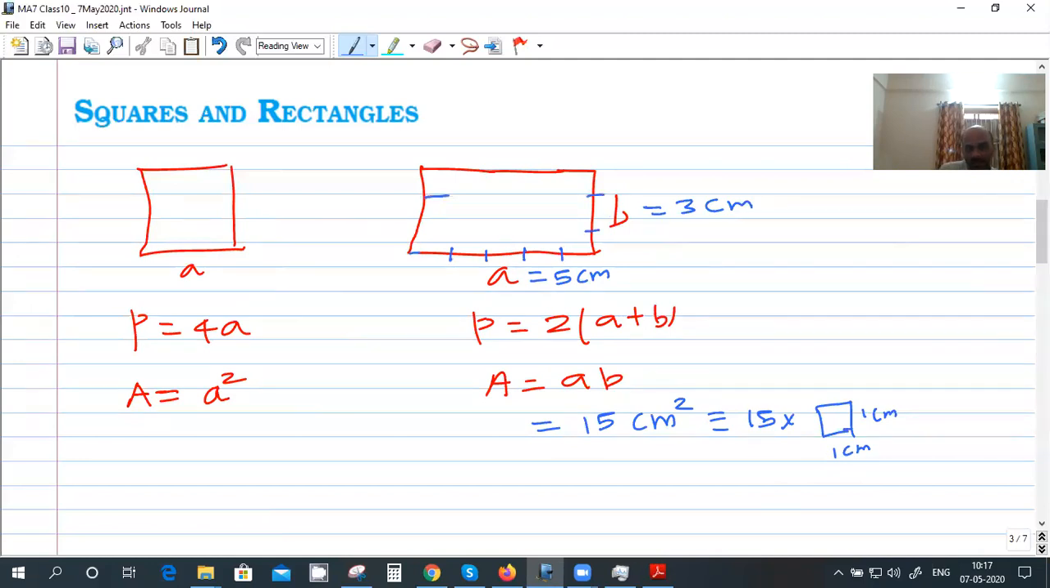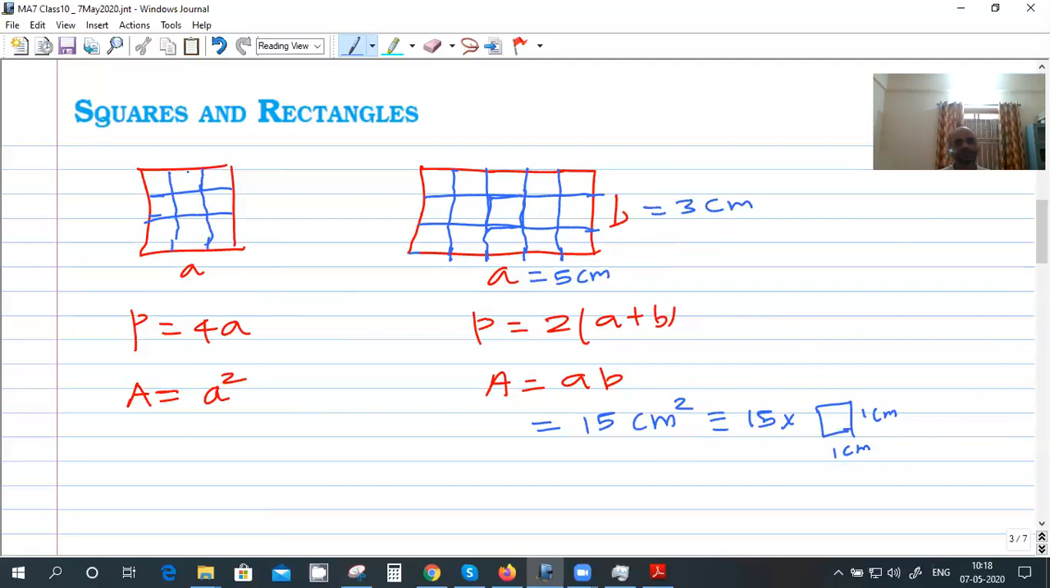Okay, so now if I draw these lines, what is the size of any one of these? 1 centimeter by 1 centimeter, right? Yes, sir. So it's a square of 1 centimeter by 1 centimeter. How many such squares are there? 15. So that's the meaning of this area. In this rectangle of 5 centimeters by 3 centimeters, I'll be able to fit 15 squares of 1 centimeter. Similarly here, if I take A as 3, for example, I'll be able to fit in 9 squares. So that is the way of understanding this formula.